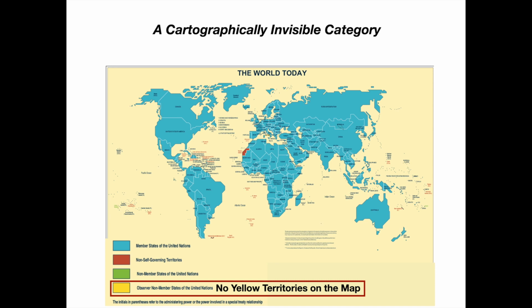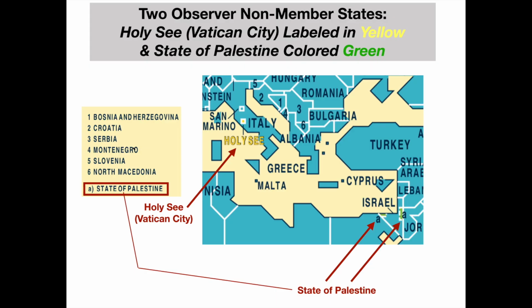Let me move on to another category here in yellow, observer non-member states of the United Nations. This might be seen as kind of a halfway step into the United Nations. You can attend their meetings, you observe, you don't get a vote in the General Assembly. We don't see any on the map here, but there are two. One would be the Holy See or Vatican City. So you can see it is labeled in yellow and its little square is in yellow. So I suppose it is mapped that way. This is really just a collection of a few buildings in Rome.